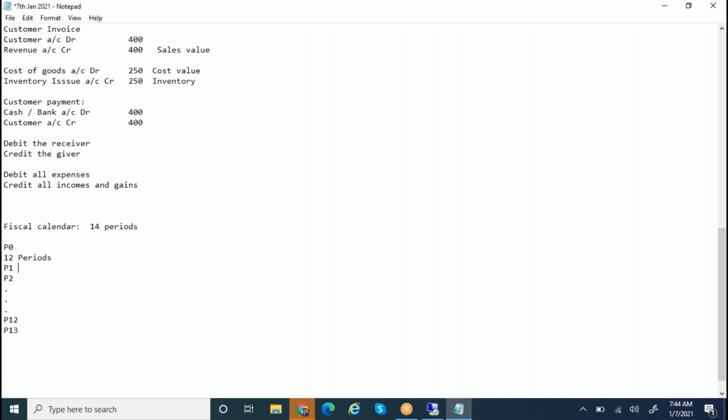So suppose this is period 1, 1st January 2020 to 31st Jan 2020. This is the first period. The last period is 1st December 2020 to 31st December 2020. This everyone knows. Am I right?